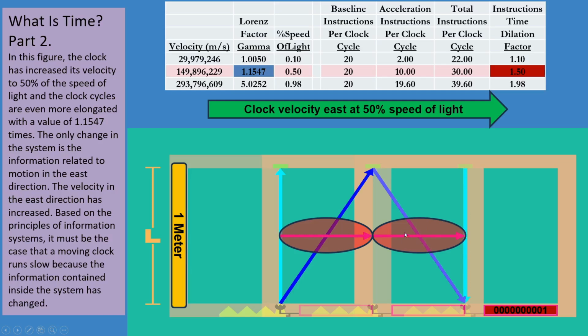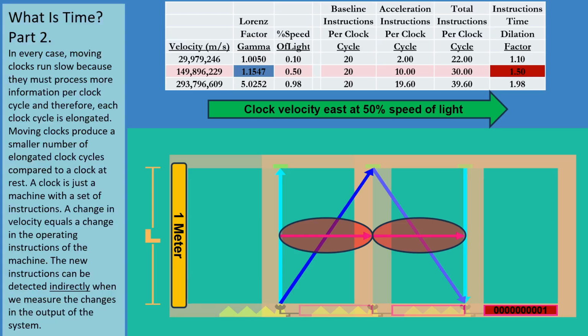There are extra instructions in the clock based on information systems, and that's what accounts for the difference in the clock cycles. The clock at rest only has to produce a light pulse that moves straight up north and then straight back south. The clock in motion has to do additional processes, additional steps, and that creates an elongation of the clock cycles. The clock moving at 50% of the speed of light has 1.1547 elongation of the clock cycles compared to the clock at rest, which is 1.0.